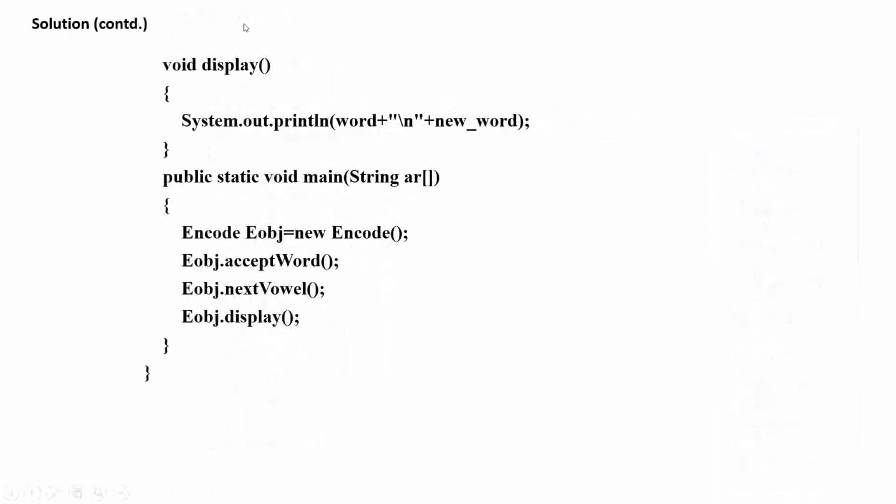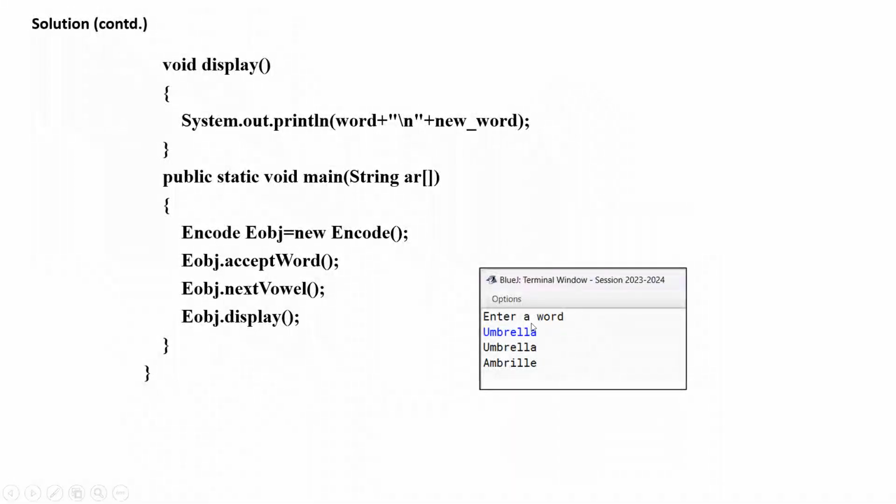And finally, the display function and the main method. So if we run the program, the program asks for the word and I've given umbrella. So umbrella is changed to umbrella. Let's move to the next.